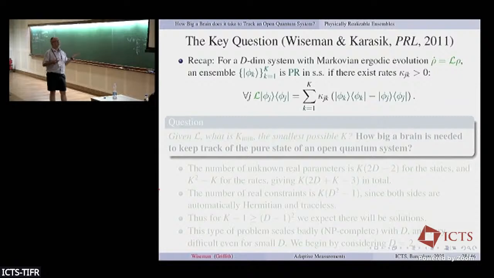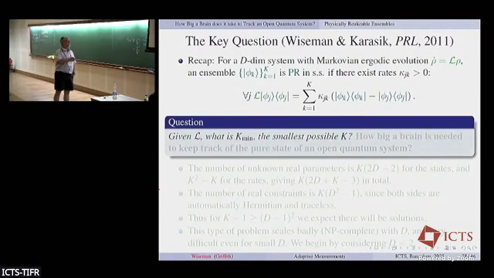So let's say we have a d-dimensional system with a Markovian ergodic evolution described by this master equation. All right, so this is a recap. An ensemble is physically realizable if there exist rates such that this equation is satisfied. The question is, given a master equation, what is the smallest possible k, which we'll call k min? How big a brain do I need to track the state of this system?